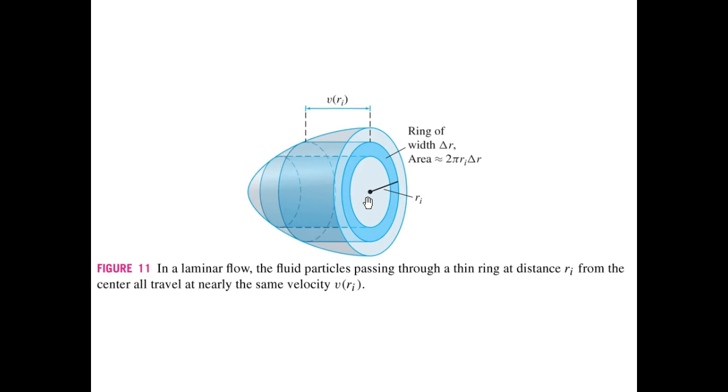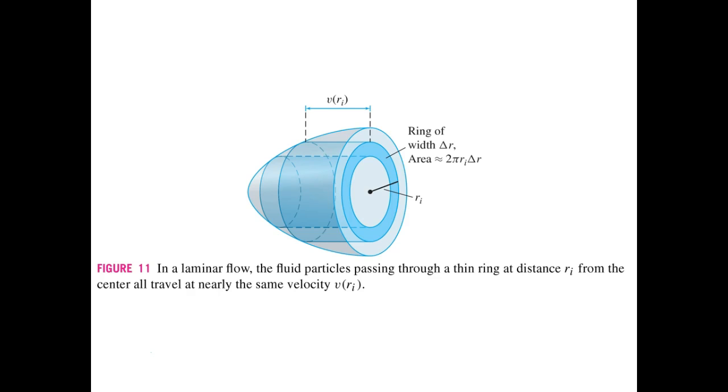So this is your laminar flow, and again, I want to flip that around and do it that way, but they're doing it this way. Laminar flow: the fluid particles passing through a thin ring. This seems like our population density, kind of, doesn't it? Thin ring at a distance r sub i from the center of the tube all travel at nearly the same velocity, v of ri. Okay? So that velocity is close to zero at the edge, and it's at the max in the middle, and it's varying everything in between those two values as you go out.